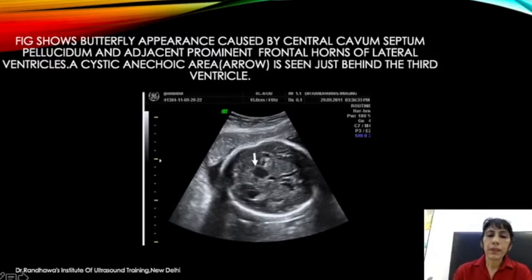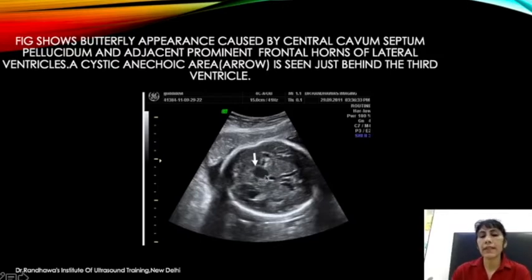But in this case, like in this picture, these are the frontal horns of the lateral ventricles, which are prominent. This was the section where you can see the cavum septum pellucidum, so the anterior part. Then this area was a cystic area which was seen. This was the third ventricle. Now normally the third ventricle is not seen so well, but it was prominent here. Then these were the ventricles, because you can see the bright choroid plexus here. So this is the lateral ventricular region, medial wall, lateral wall. In addition, we were seeing this cystic area in the midline.